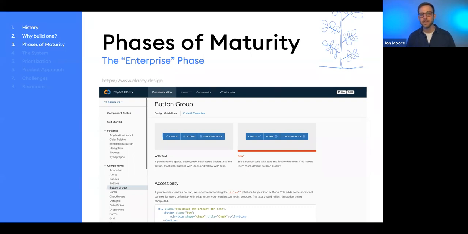And you really have to understand and internalize what the goals of your system are, who you are trying to help, and what kind of problems you are trying to solve with this design system.